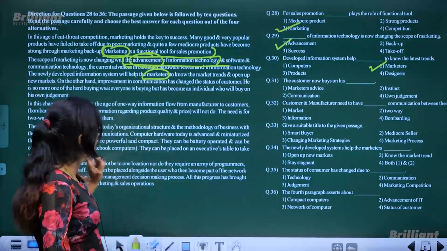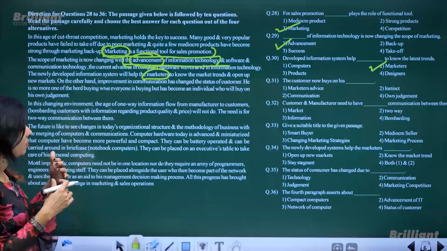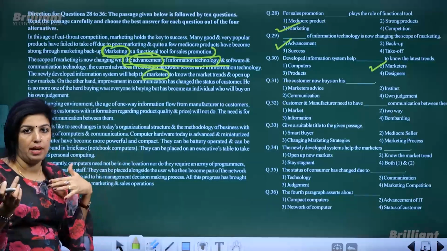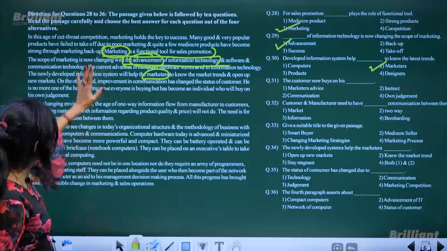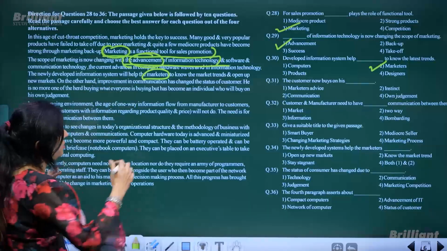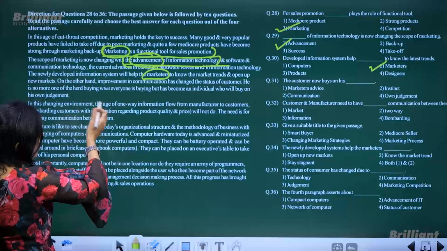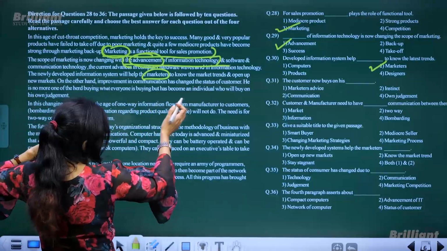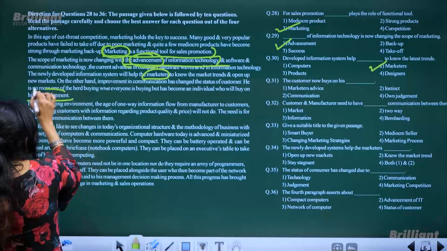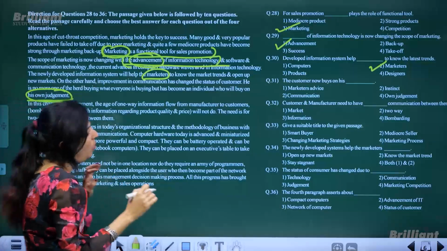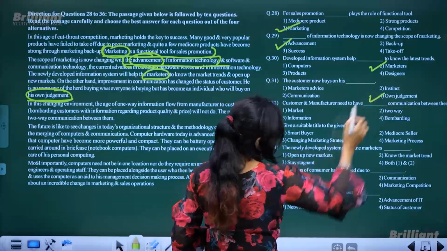Okay. So right now, earlier maybe because of pressure by other sources the customers bought things, but right now, see the same paragraph towards the end, he means the customer is no more one of the herd buying what everyone is buying, but has become an individual who will buy on his own judgment. So right now the customer now buys on his own judgment.